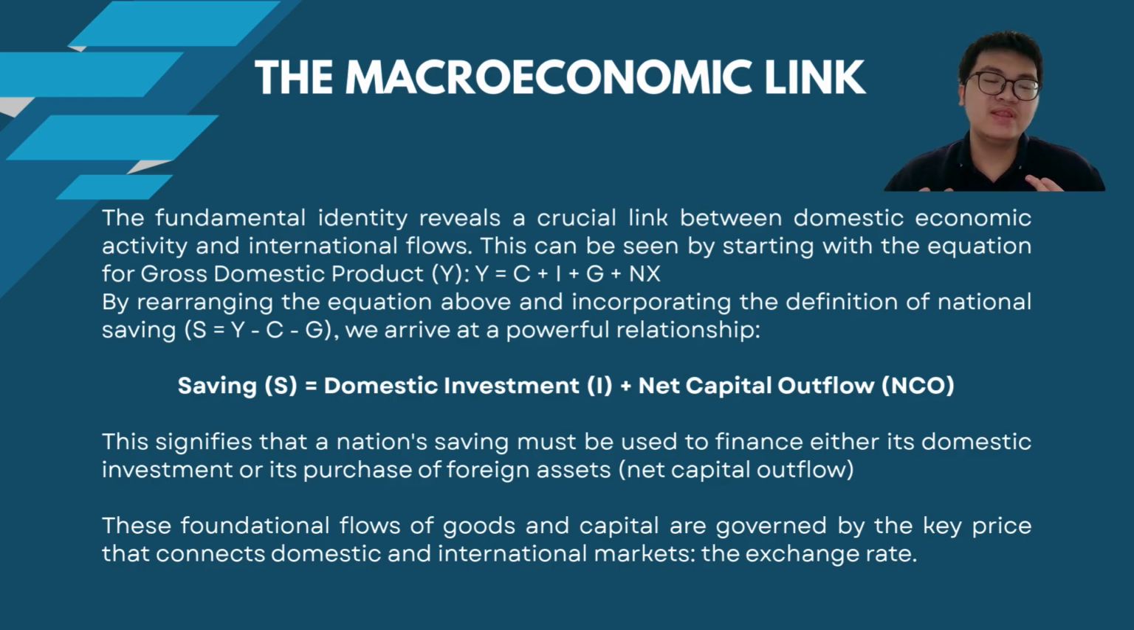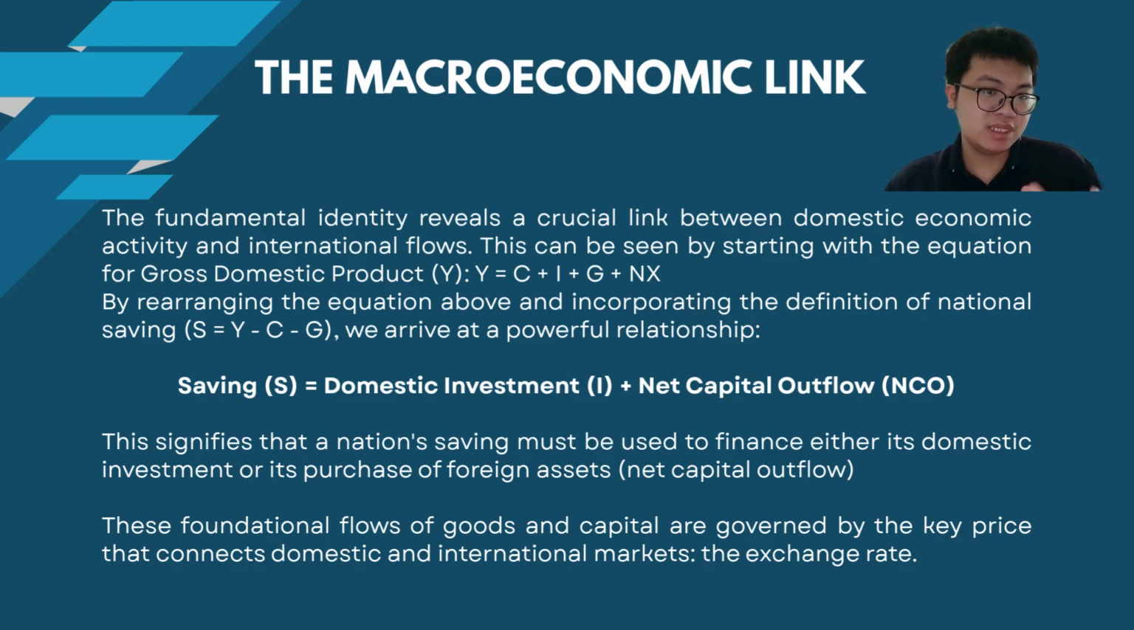Well, with the fundamental identity in mind, we could find a link between what happened inside a country and what actually happened in the international market. We start with the basic GDP identity that Y is equal to C plus I plus G plus NX. If we rearrange this equation and apply the definition of national saving, being S equal to Y minus C minus G, we can get a very important relationship: that saving S is equal to domestic investment I plus net capital outflow NCO.